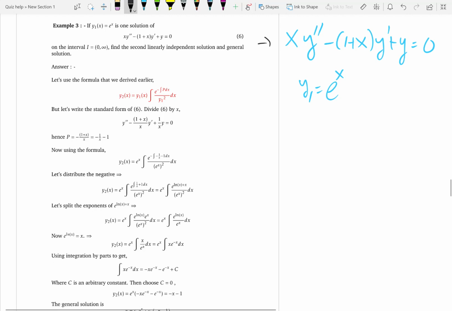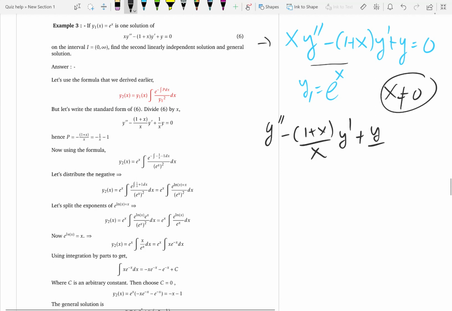Okay, but here we need the standard form, so we have to divide the whole equation by x, to make sure we have 1 as the coefficient of y double prime. So if you divide by x, assuming x is not equal to 0, we get y double prime minus (1 plus x)/x y prime plus y/x equal to 0. So this is the standard form.